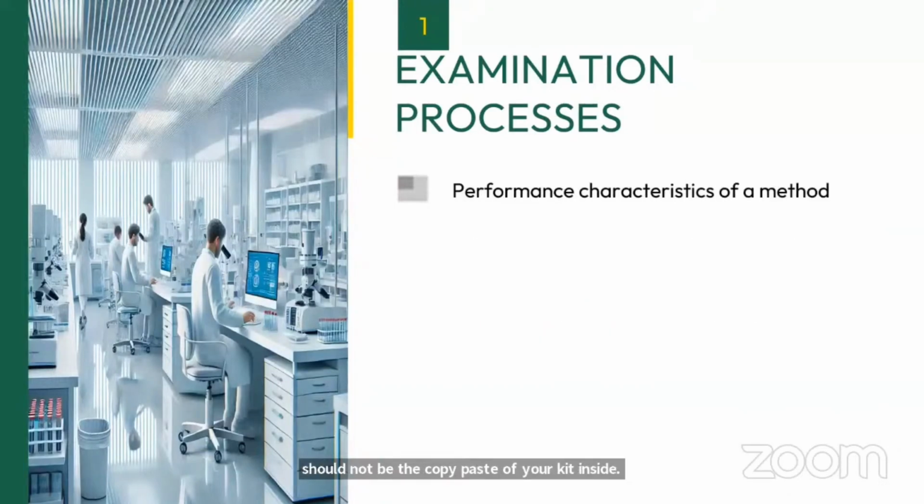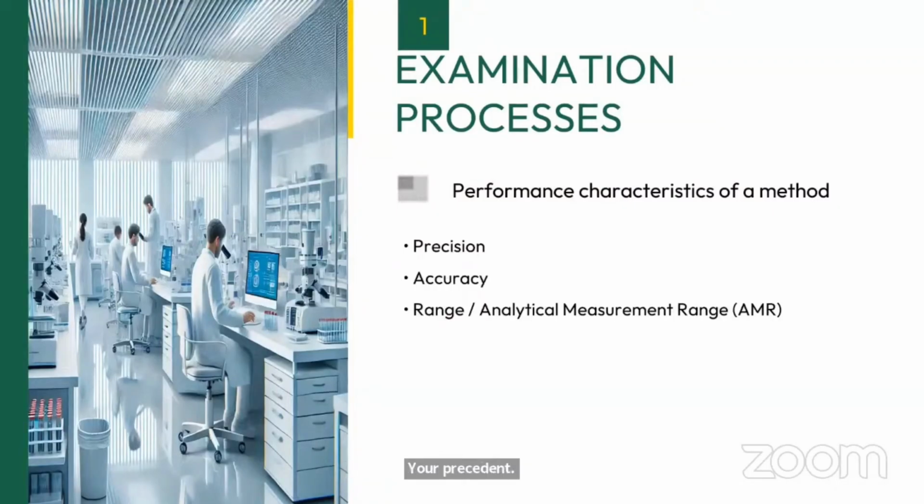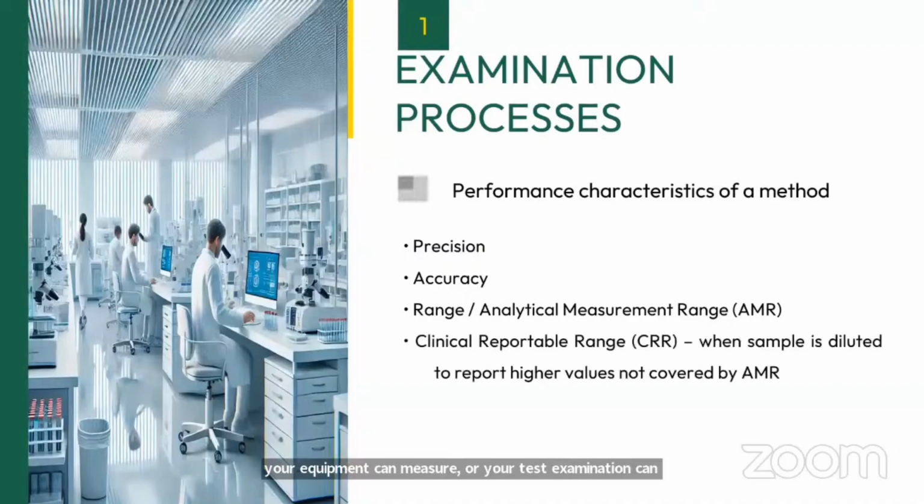Now, coming to the performance characteristics of a method: as I have mentioned, these include your precision, accuracy, and analytical measurement range, that is, what is the lower limit and the higher limit your equipment or your test can reliably measure. Clinical reportable range. Now, the clinical reportable range may vary from your analytical measurement range. Why? Because many times, if the values are more than the analytical measurement range, we have to dilute the sample with a suitable diluent.